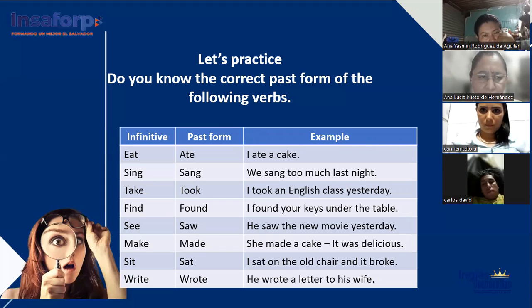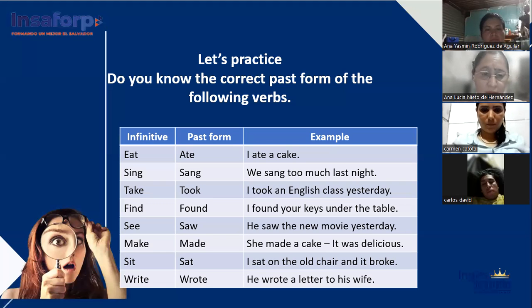Vocabulario nuevo en estas oraciones. Any new word there? Let's see, what is the meaning of the first one? I ate a cake. Yo comí pastel. Comí un pastel. Okay, excellent. She made a cake. It was delicious. What's the meaning in Spanish? How do you translate this sentence? Ella hizo un pastel y estaba delicioso.